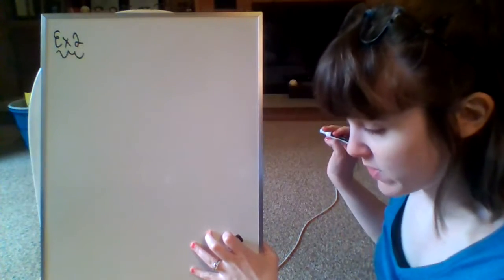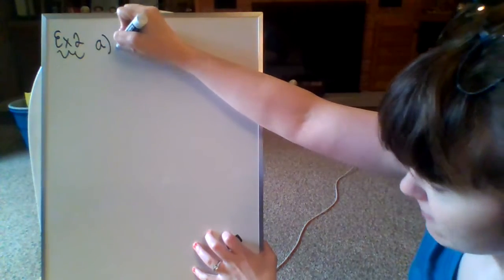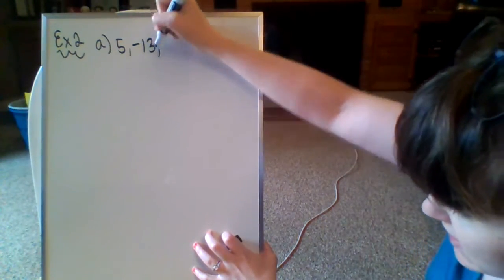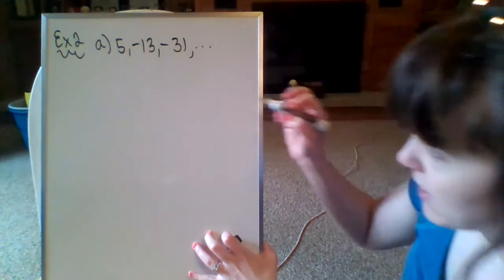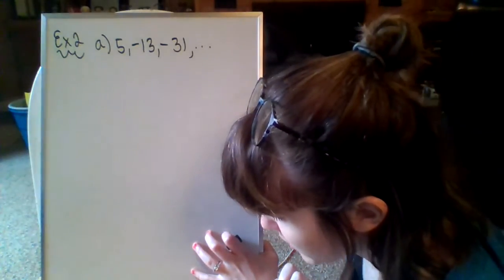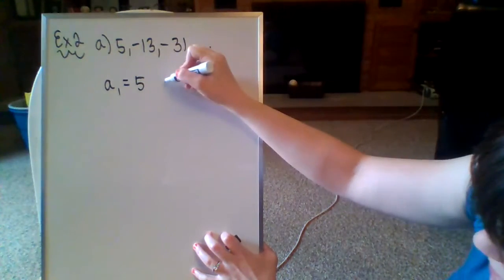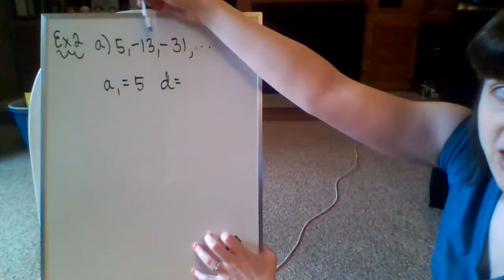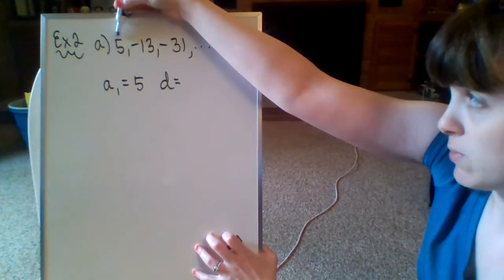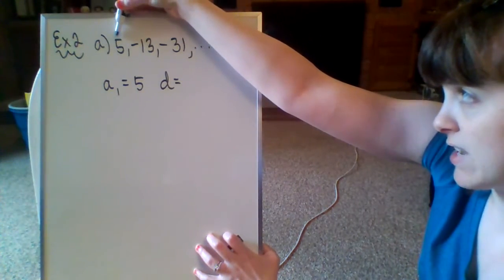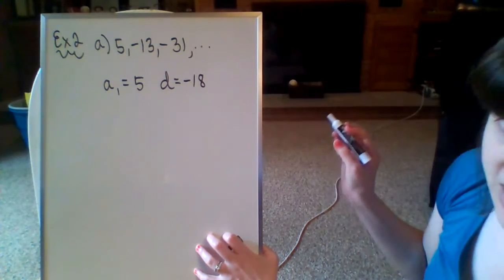Okay, so it says, write an equation for the nth term of each geometric sequence. So part A here, we've got 5, negative 13, negative 31, and it keeps going. Okay, so what is A1 here? Well, A1 is 5. The difference, so what are you doing each time to get the next number? And if you can't tell, you can always do the second number minus the first number. So if we did negative 13 minus 5, that would be negative 18.